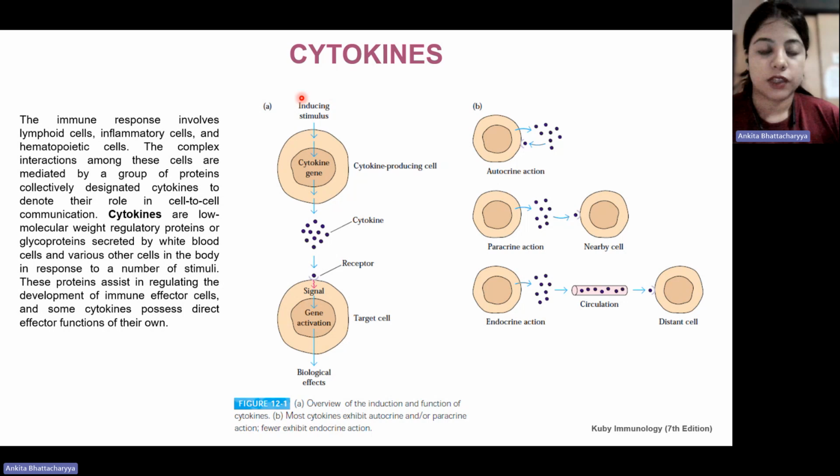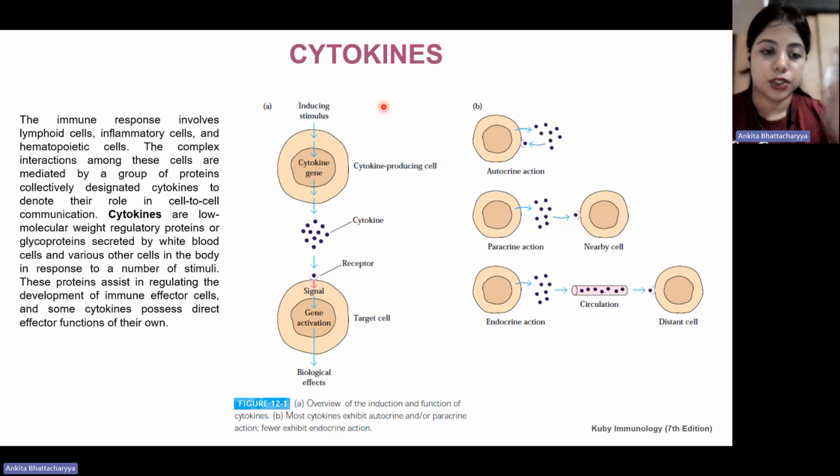Now, because of the stimulus, there is expression of that cytokine gene, the gene which encodes that particular cytokine. It is being synthesized and secreted out of the cell, and then that cytokine binds to its cognate receptor on the target cell. So cytokine-receptor interaction occurs, and as a result, there is activation of a certain gene which induces a downstream biological effect. So this is how it normally works.